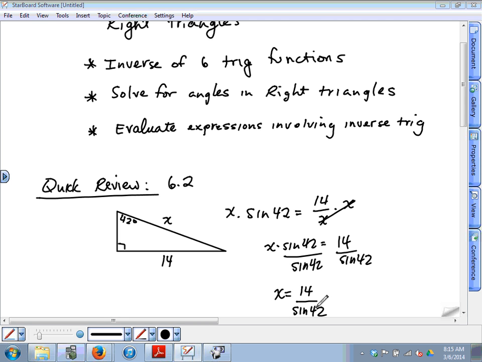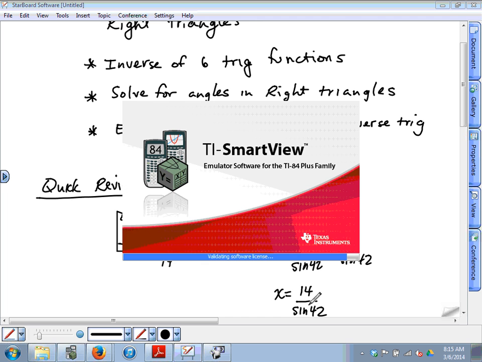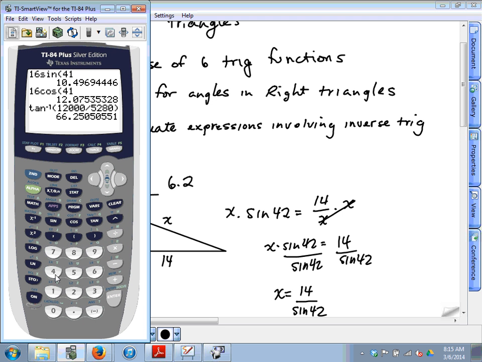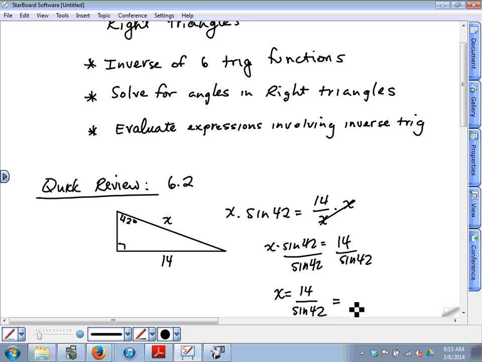That's a calculator problem. 42 is not a special angle, nor is any reference angle, so that one has to be a calculator problem. Make sure you're in degree mode. If you mess with the calculator in the ACT to put it in radian mode, change it back into degrees. And mine's in degree mode. 14 divided by sine 42 is equal to 20.9. That's not degrees. 20.9, whatever the unit of measure. Centimeters, feet, miles.